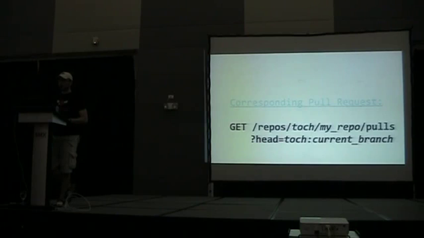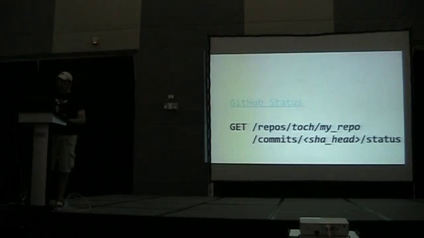We need to find the corresponding pull request, and for that we will use the GitHub Web API. So for a given repo, you want all the pull requests, and you can filter them in order to keep the current branch, the one you work on. And then you want to retrieve the GitHub status for a given pull request. The way you can do that is having the SHA of the head commit of that pull request and request the status for that commit.